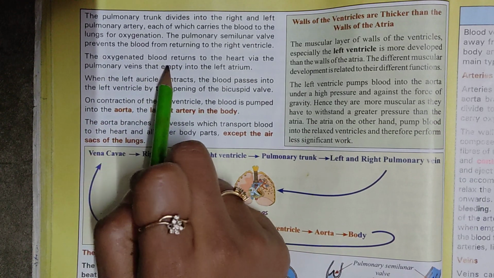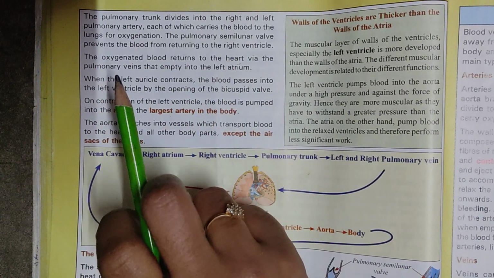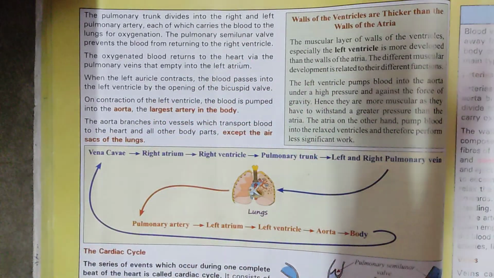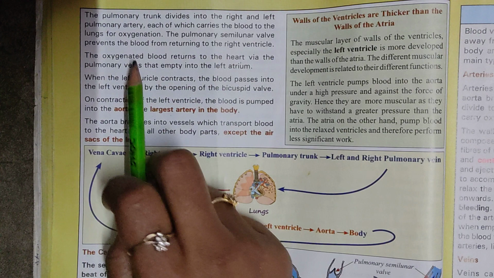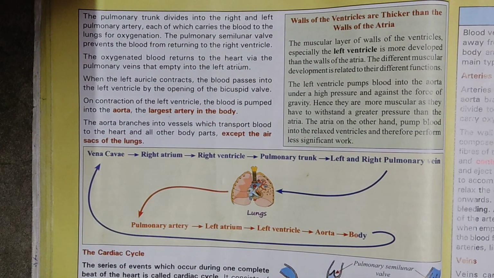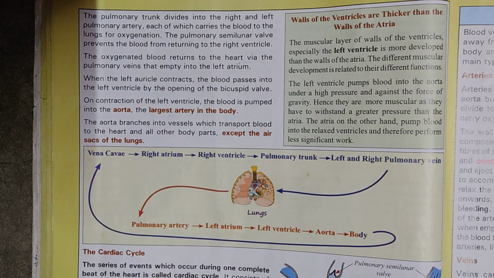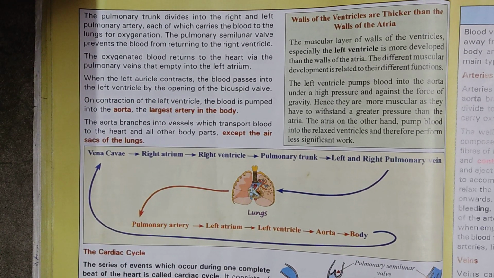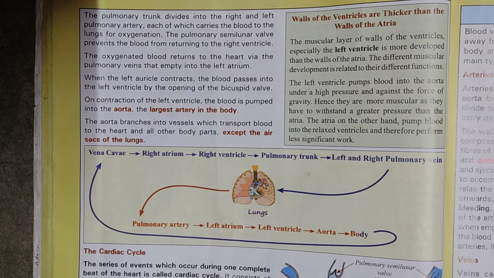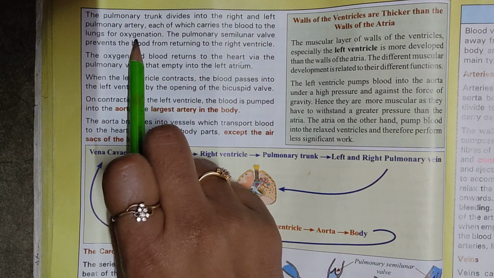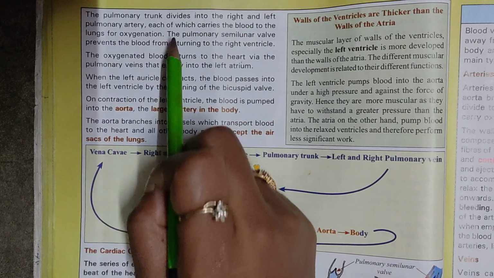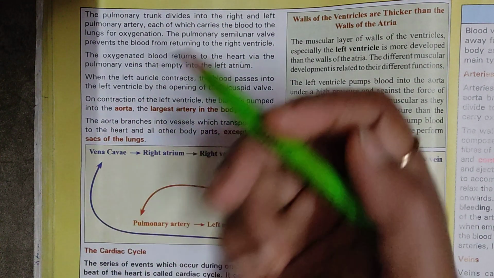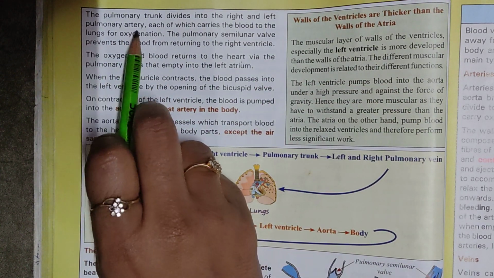The oxygenated blood returns to the heart via the pulmonary veins. The pulmonary veins will carry the oxygenated blood. See, as we know, oxygenated blood runs through arteries and deoxygenated blood runs through veins. But here deoxygenated blood is being carried, yet there is an artery. We knew that veins carry deoxygenated blood, but here it is written pulmonary artery.